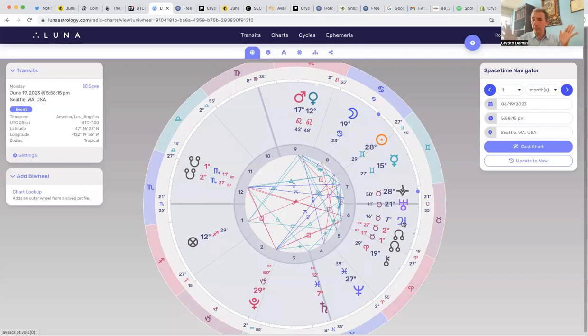Jupiter gives us freedom, okay? But Saturn gives us responsibility. So there you have a perfect balance between freedom and responsibility, between our ideals and also taking care of our practical responsibilities. So this is a very, very favorable aspect. It's one of the most favorable aspects in astrology.